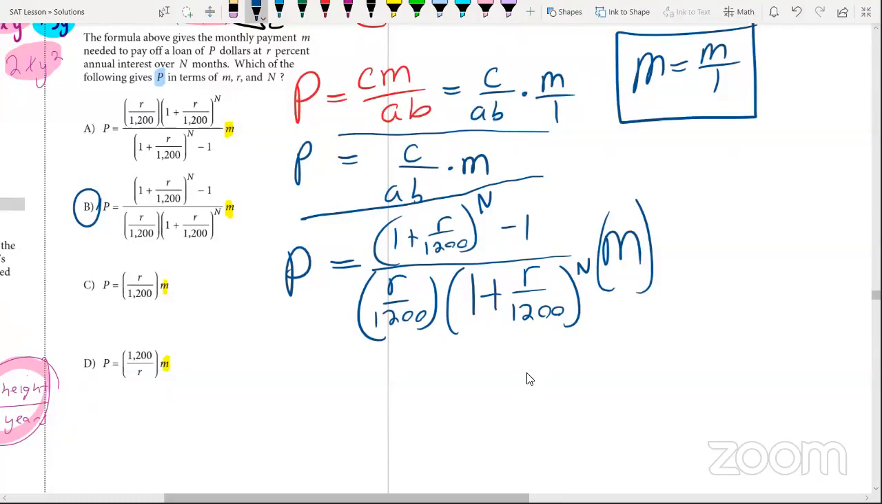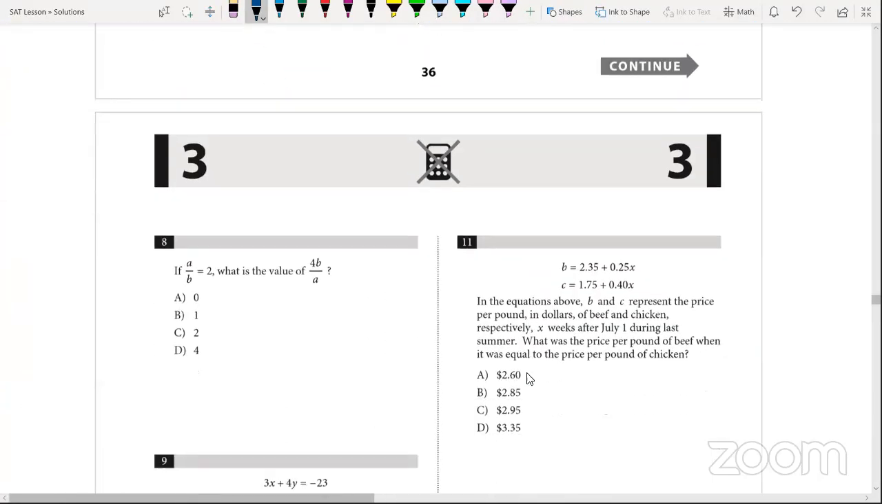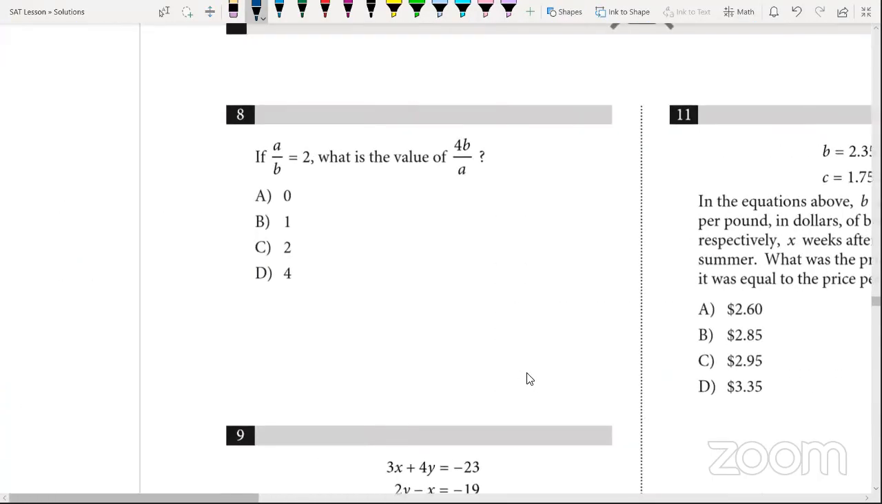Now we're going over to number 8. 8 is our nice classic corralling question. The idea is, how can we turn A over B into 4B over A? So the way to do that is to say, what's the difference between what we have, A over B, and what we want, 4B over A? One thing is that I've got B over A instead of A over B.